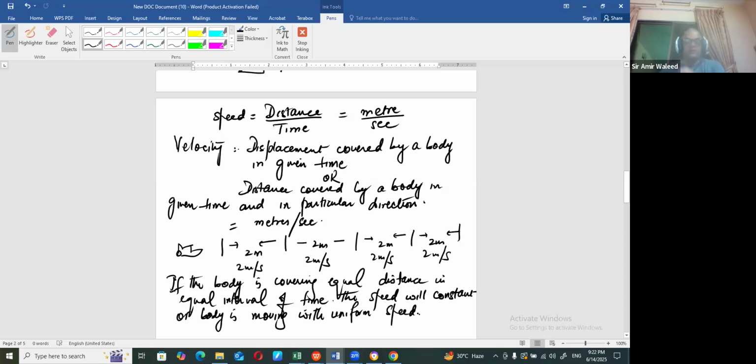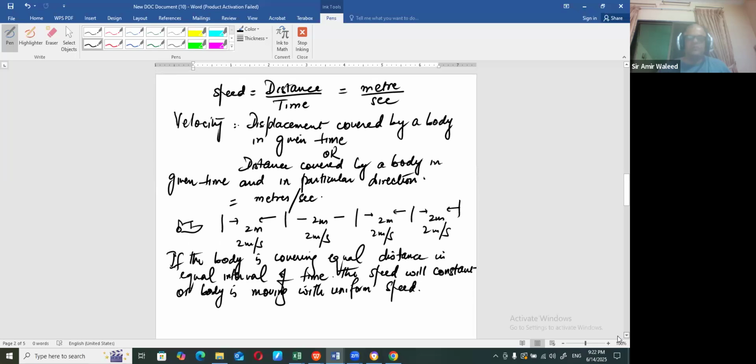Now, student, at this point, you need to understand one thing. You can interchangeably use velocity and speed, same thing, distance and displacement, until specifically the direction is being mentioned. Otherwise, as far as magnitude is concerned, both are same. All right.